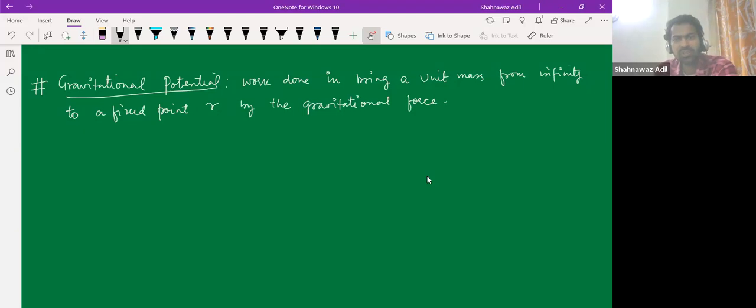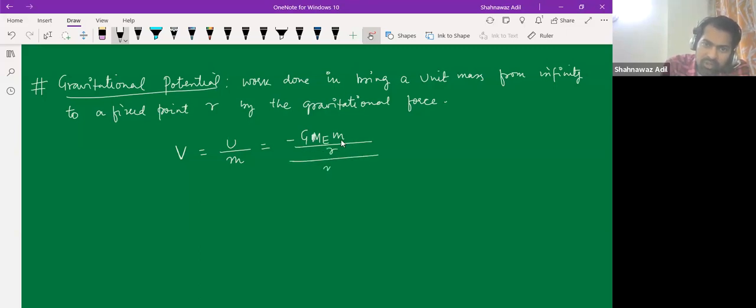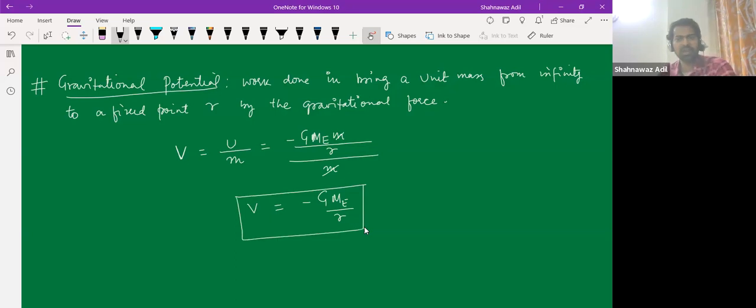Right. So we have to simply divide this. If you want to calculate the potential, we simply divide it by the mass. So this would be minus G M e m by r, divided by m. So this m will cancel and this would be simply minus G M e by r. So that is the potential. Okay, is this part clear?